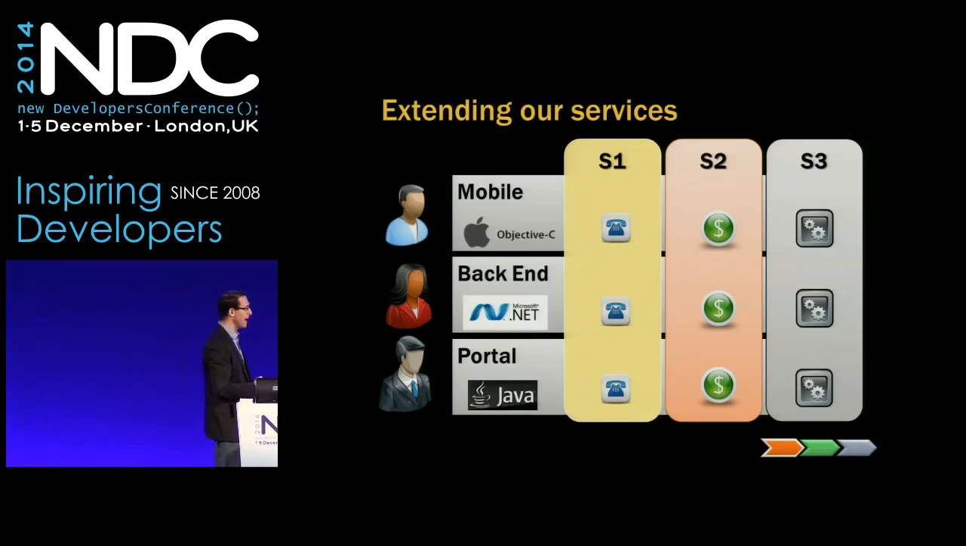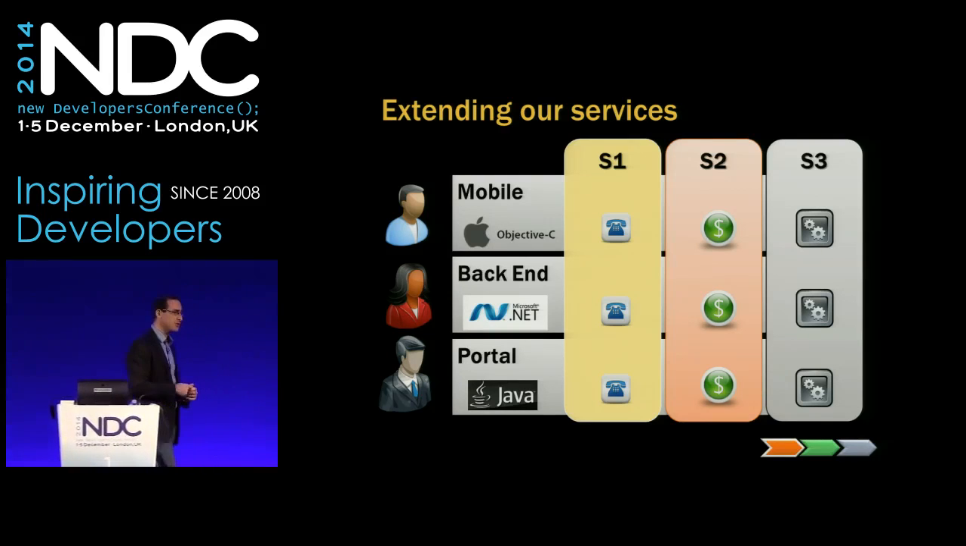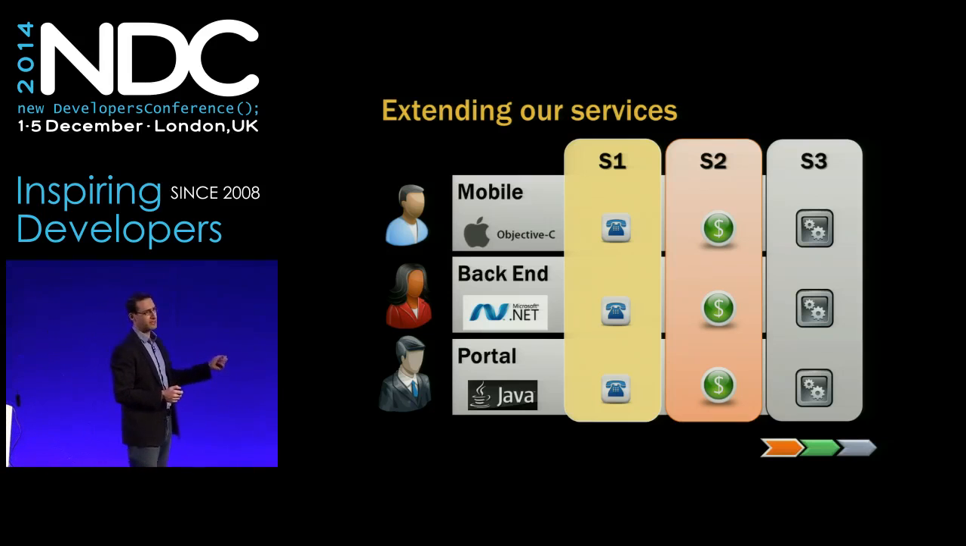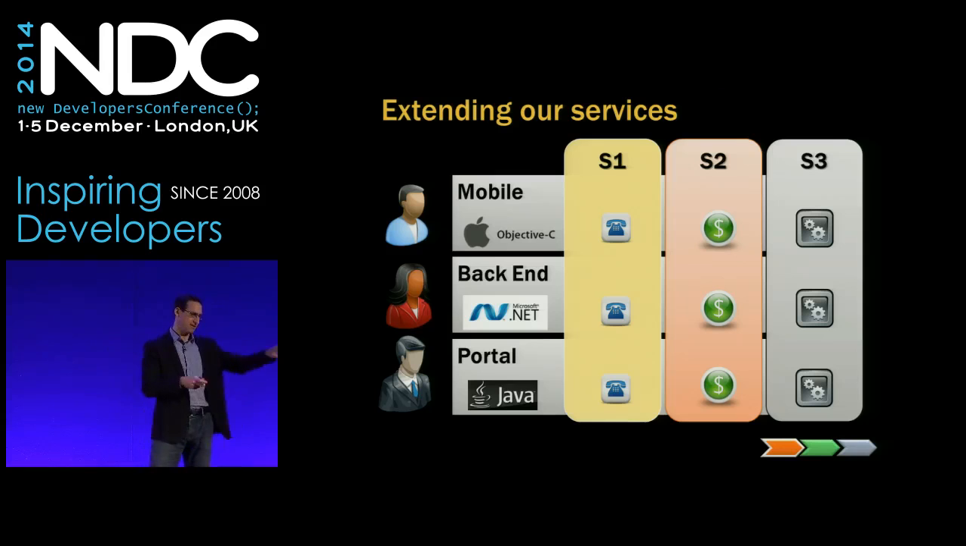And no, it doesn't matter which programming language those systems are built in. The fact that the mobile app is built in Objective-C and the portal is built in Java and the backend is built in .NET is insignificant. A lot of times developers get hung up on the fact that, oh, no, that's a Java system. That's not part of our service. Or that's Objective-C, that's mobile, that's out of scope.